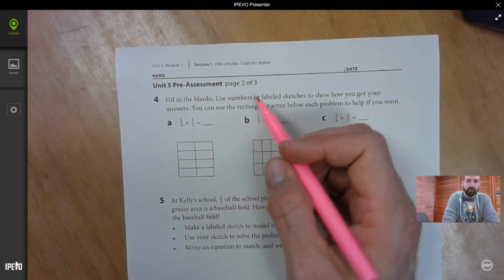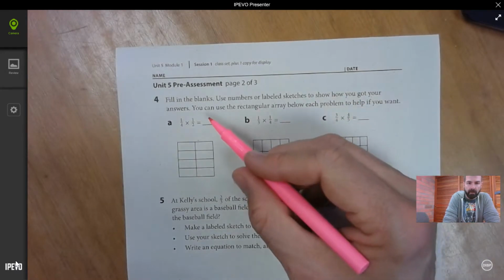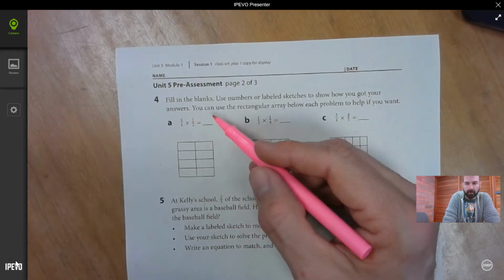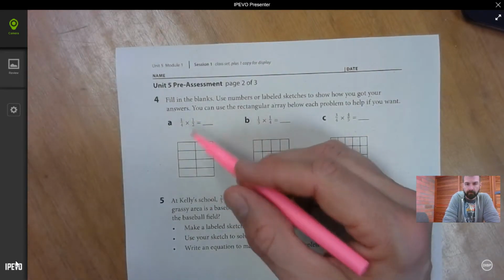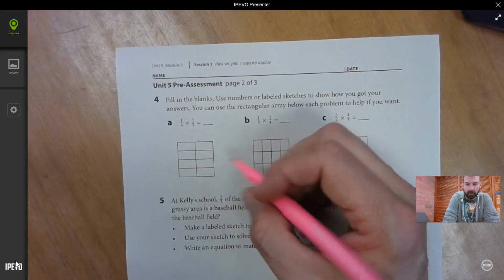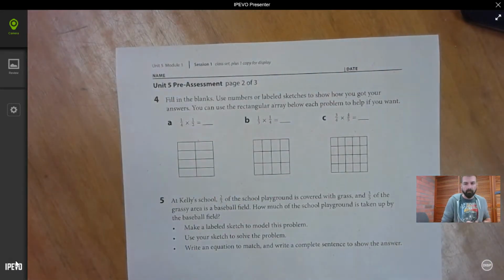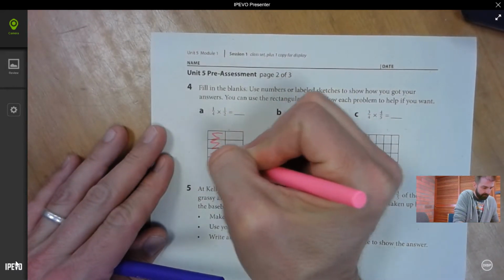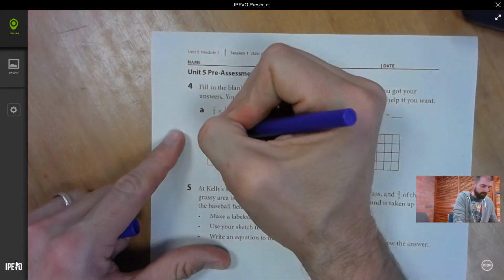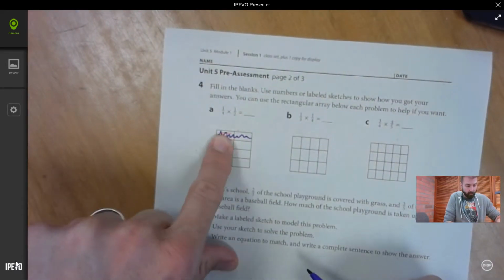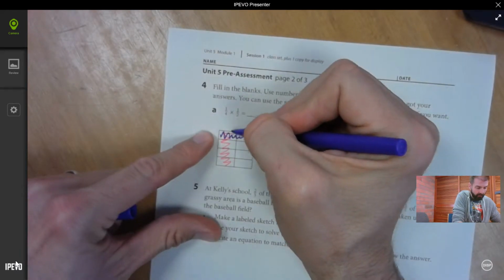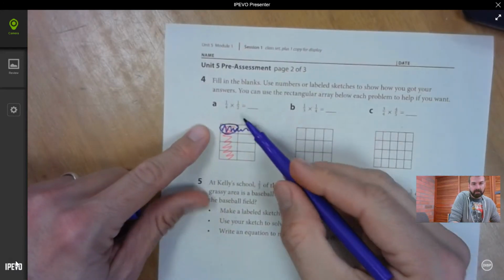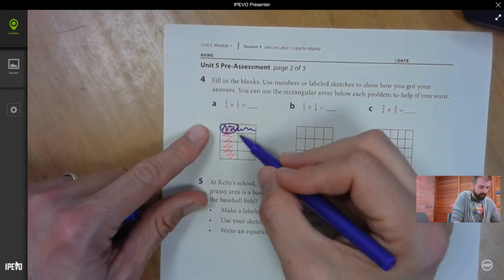Fill in the blanks. Use numbers or labeled sketches to show how you got your answer. You can use the rectangular array below each problem to help if you want. So again, we are not looking for the algorithm here. If you do the algorithm, it's not right. Again, you can do the algorithm to check your work and check your thinking, but no. So we're taking a half. We're taking a fourth. So we're taking 1/4 of 1/2. And that's going to give me 1 out of 1, 2, 3, 4, 5, 6, 7, 8.